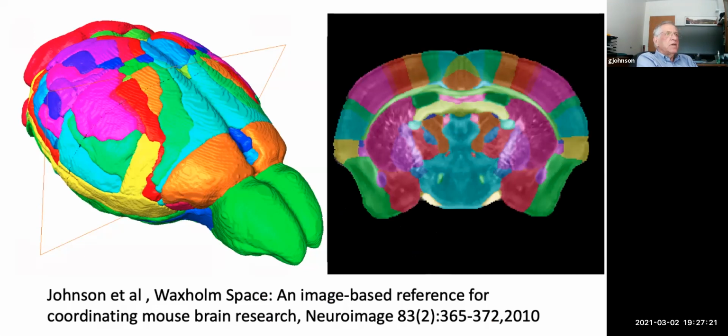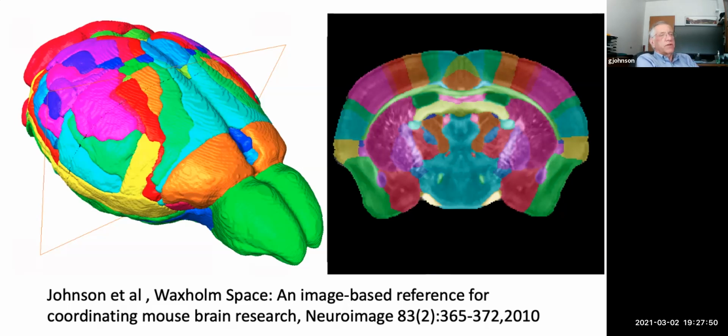Back in 2010, we developed an atlas called Waxholm Space. It's named after a charming little seaside town just north of Stockholm, where we were holding a meeting about how to standardize the brain studies that we have undertaken. And that little town was named Waxholm. And we were discussing all sorts of innerwear, outerwear, middleware, underwear. There were a whole bunch of software people there.